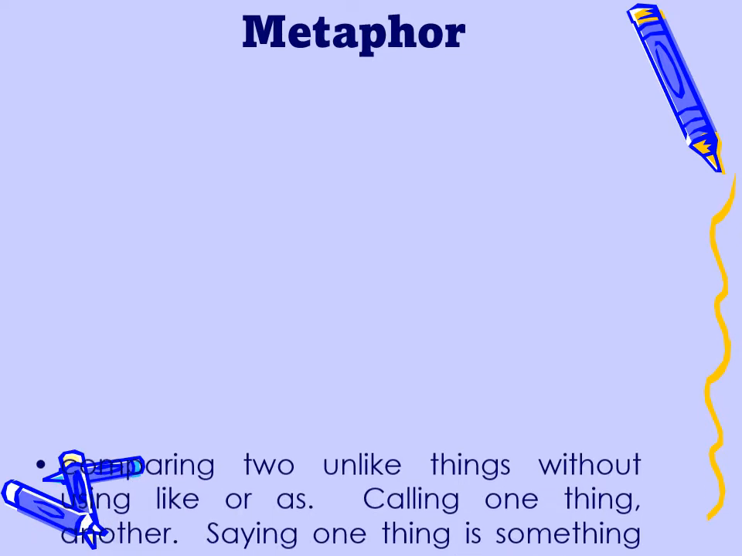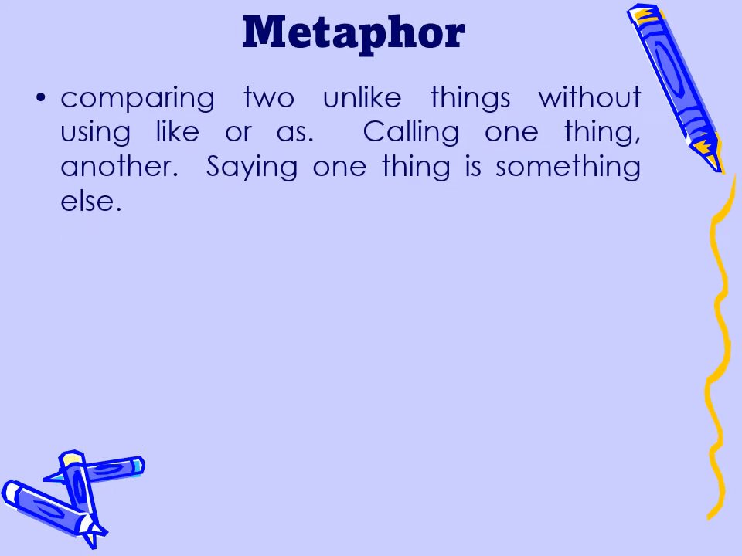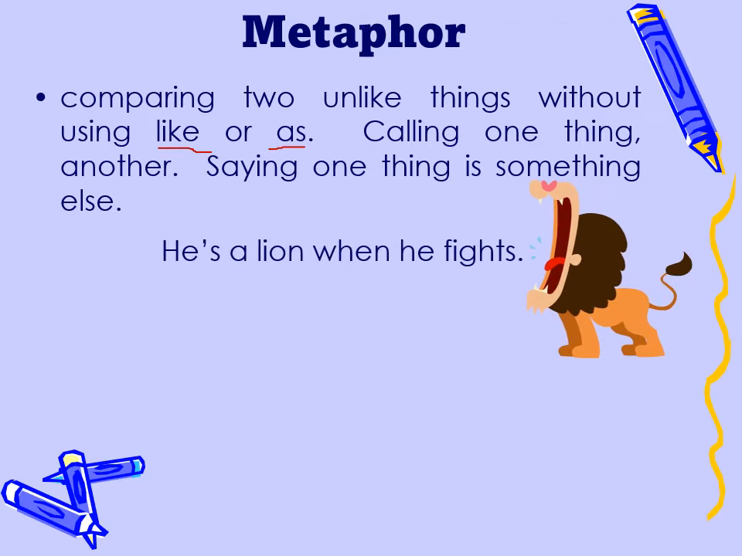So we have metaphor. Metaphor is like simile. We compare two unlike things, but in this case, we're not going to use like or as. So calling one thing another and saying one thing is something else. We directly compare something to another thing without using like or as. For example, he is a lion when he fights. In this case, we didn't say he's like a lion, but we directly say that he is a lion. So that is metaphor. He is being compared to a lion.